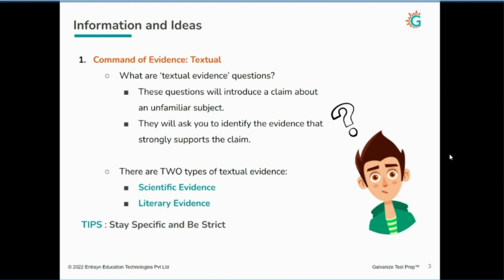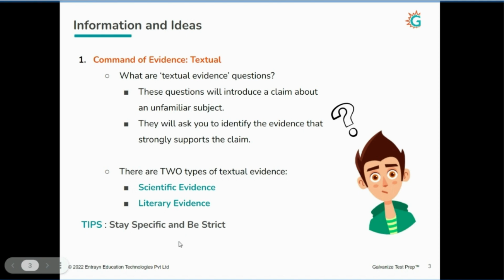So these would be more like a qualitative kind of studies, a qualitative kind of arguments. Mostly they would introduce a claim about a subject and ask you to identify the evidence that strongly supports the claim or weakens the claim. Anything can be possible. So you have a claim, you understood what a claim is, and then you're given options to pick from, that you have to pick the correct evidence that either supports the claim or contradicts the claim according to the question. And these questions can be based on scientific evidence as well as literary evidence.